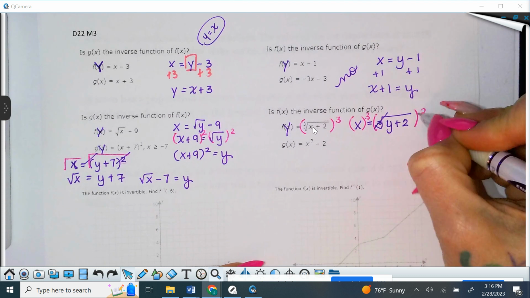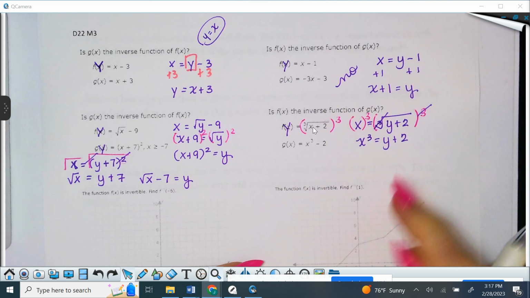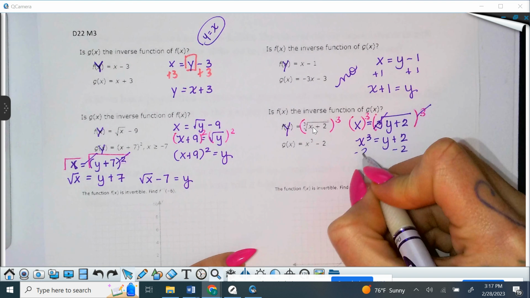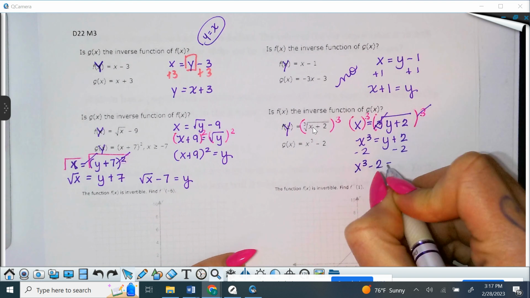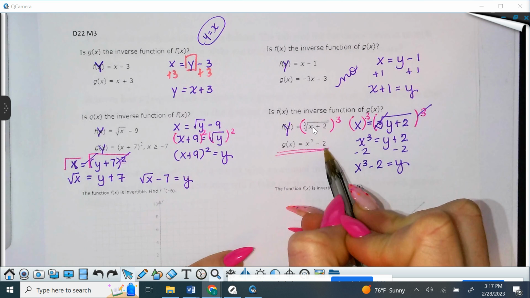So now I have x cubed equals y plus 2. We want y by itself. The inverse of that addition is going to be subtracting 2 from both sides. So x cubed minus 2 equals y. And in that case, that is what they have right here. So these look good for inverses.